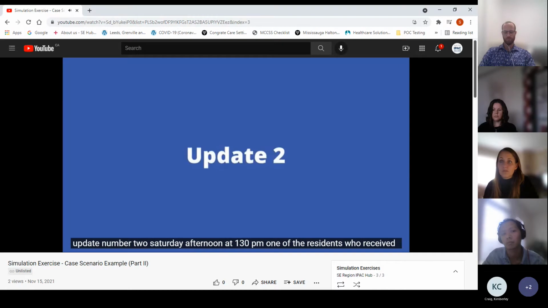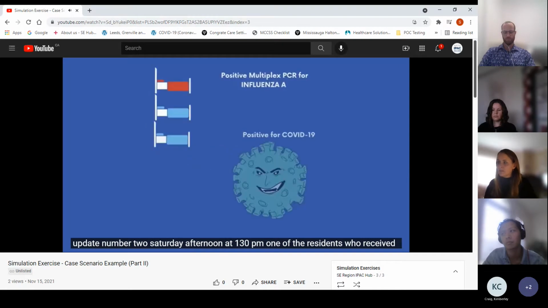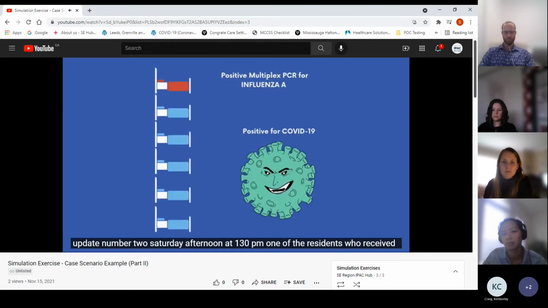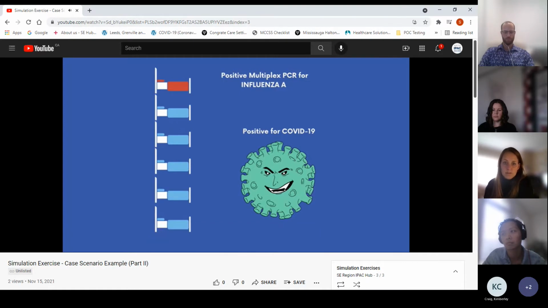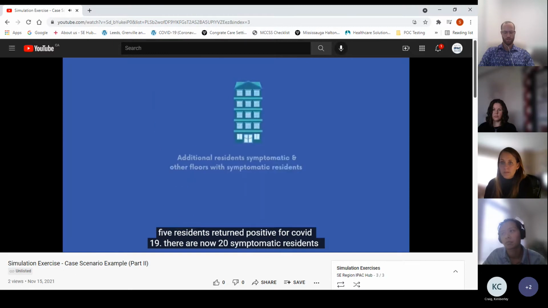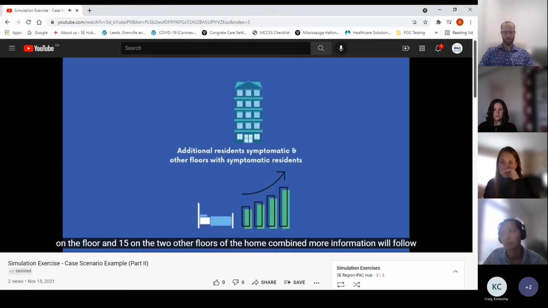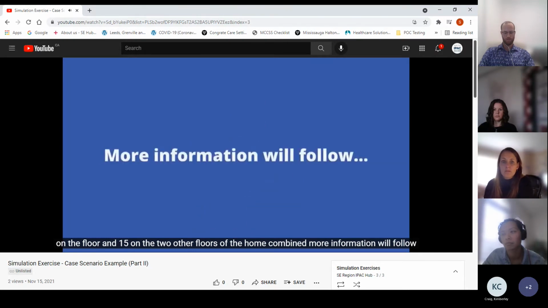Update number 2, Saturday afternoon at 1:30 p.m. One of the residents who received a negative direct test receives a positive multiplex respiratory virus, PCR, for influenza A. 5 residents returned positive for COVID-19. There are now 20 symptomatic residents on the floor and 15 on the 2 other floors of the home combined. More information will follow.